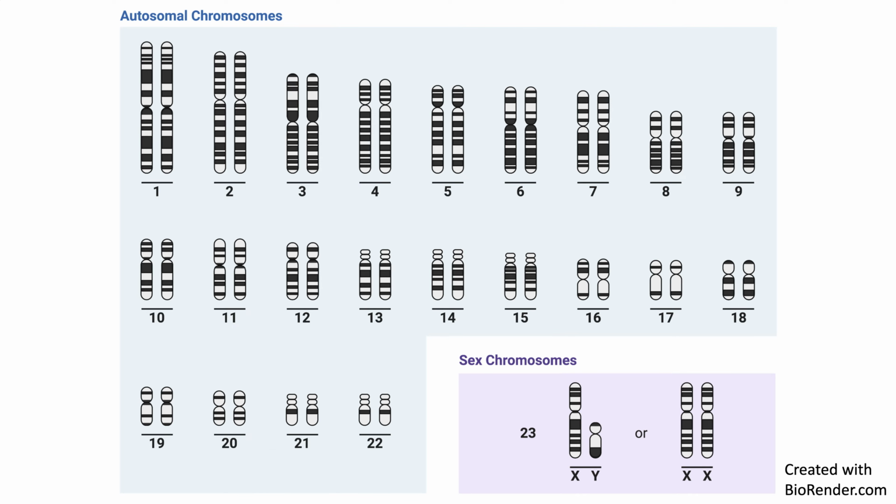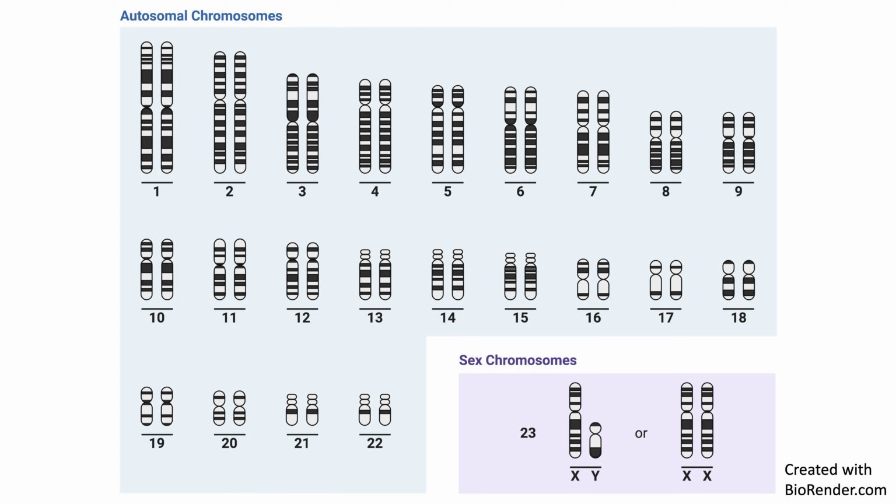Here's a diagram of the 46 chromosomes of humans. Humans are what we call diploid organisms. This means that they have two homologous copies of each chromosome, with the potential exception of the sex chromosomes. So humans have 22 pairs of chromosomes that are called autosomes. Autosome simply means a chromosome that's not a sex chromosome. And humans also have, most usually, a pair of sex chromosomes, either XX or XY.